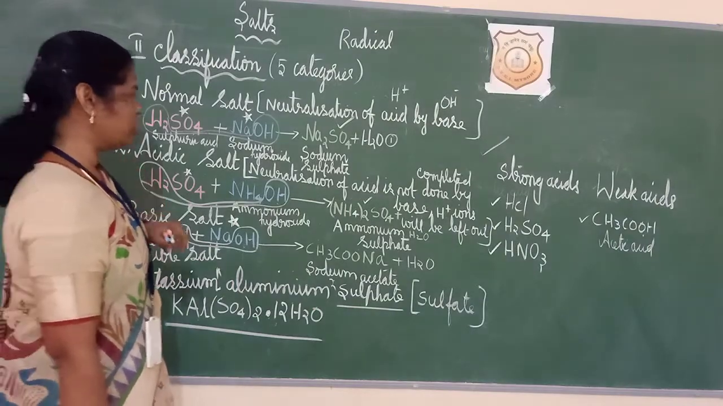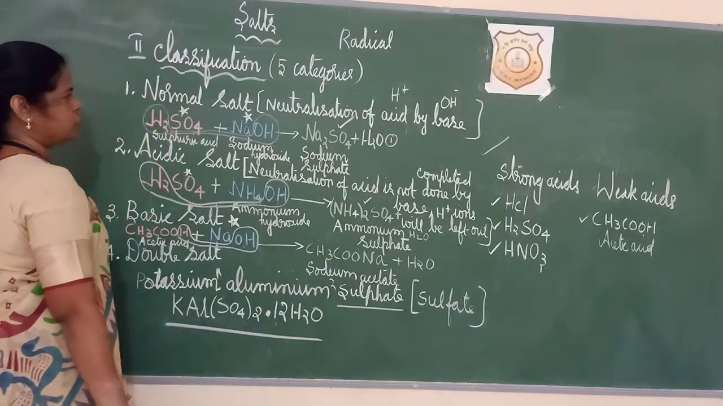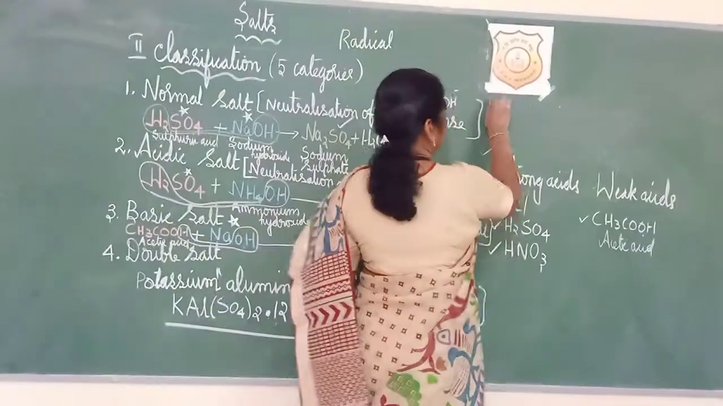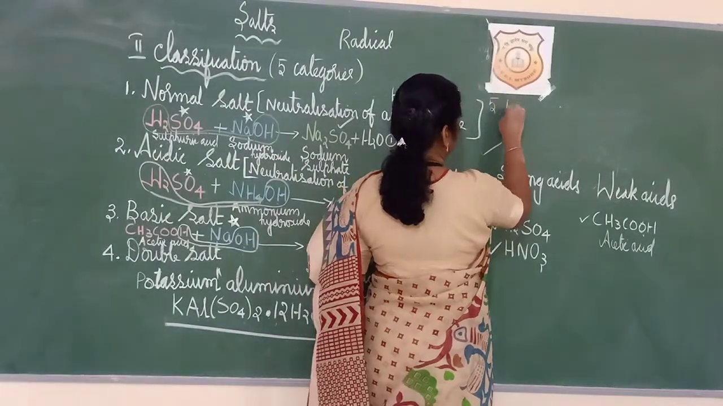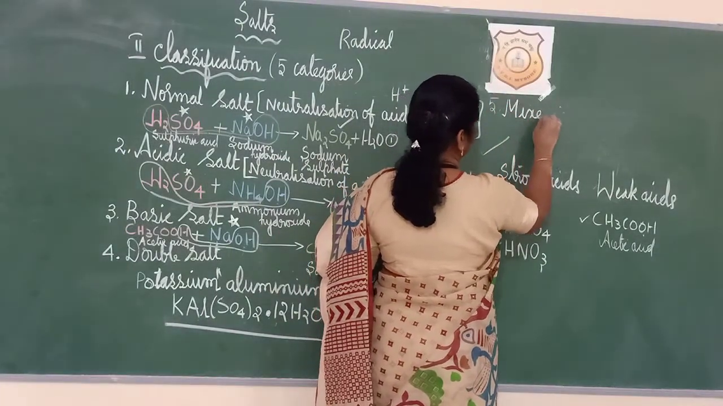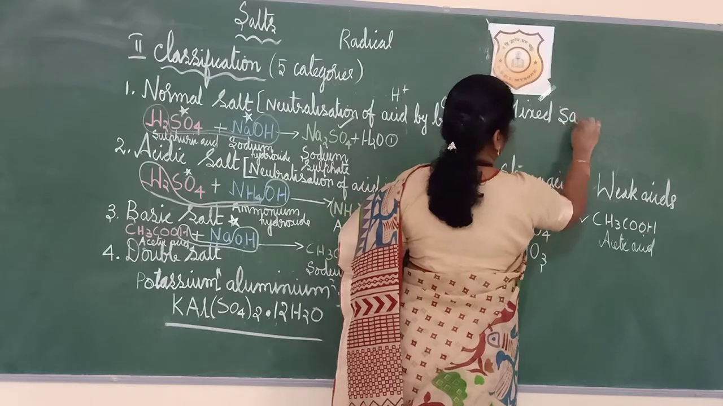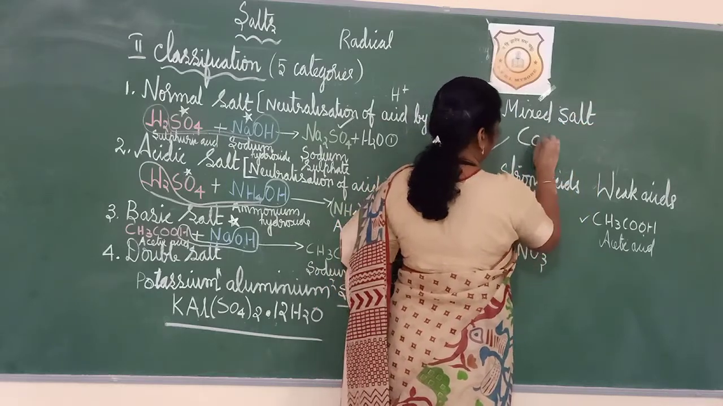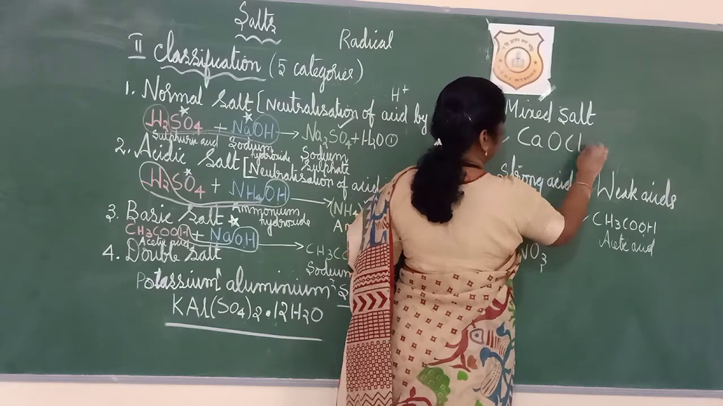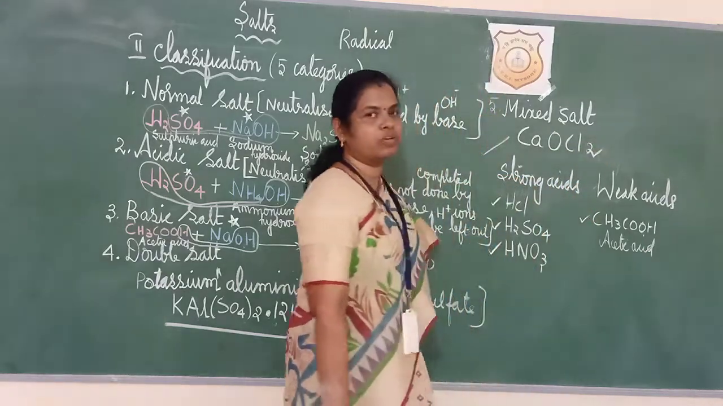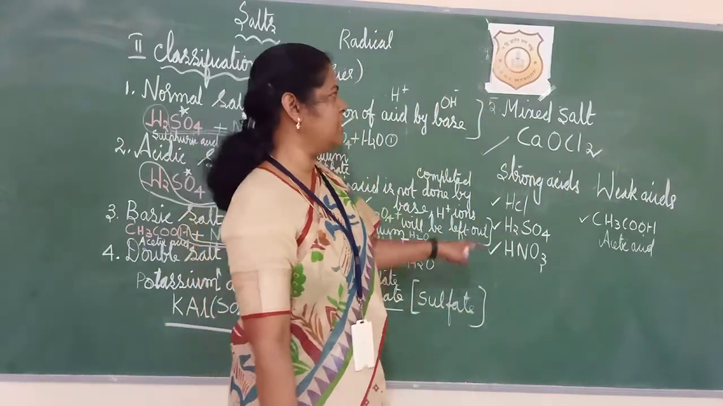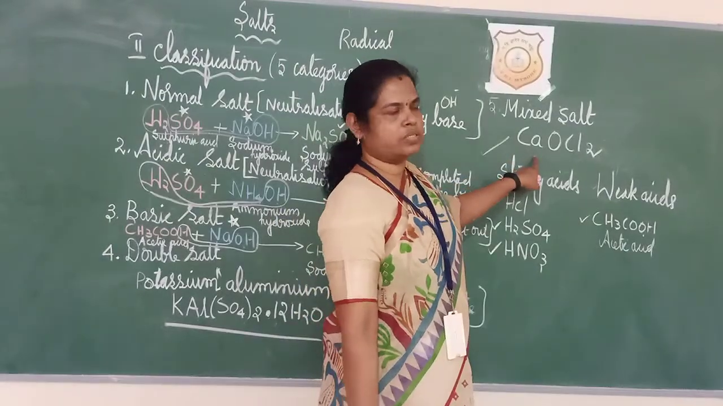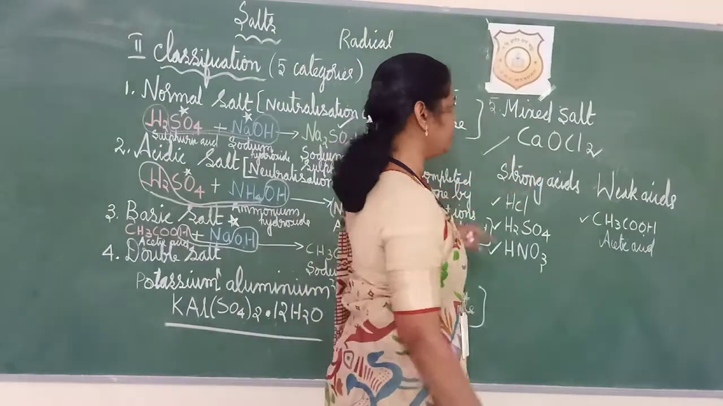The fifth one what we are seeing is mixed salt. Mixed salt means what? For example, I will take bleaching powder. Formula is CaOCl2. This is bleaching powder. We will be studying about the preparation in detail. This is called a mixed salt. Why is it called a mixed salt, you know?